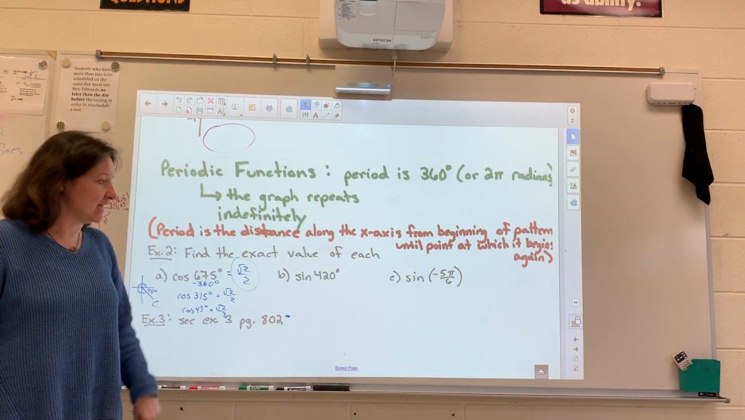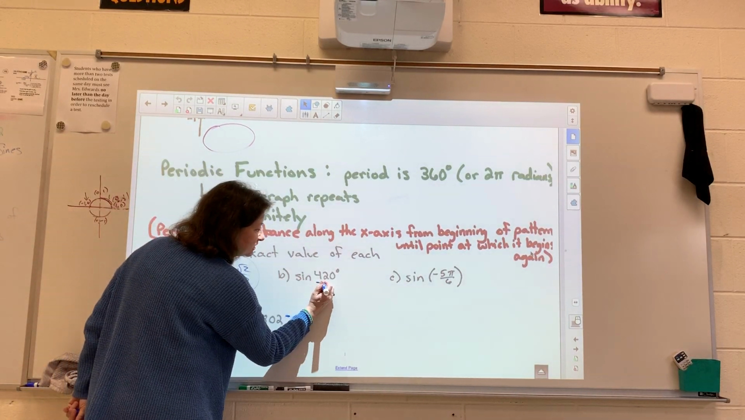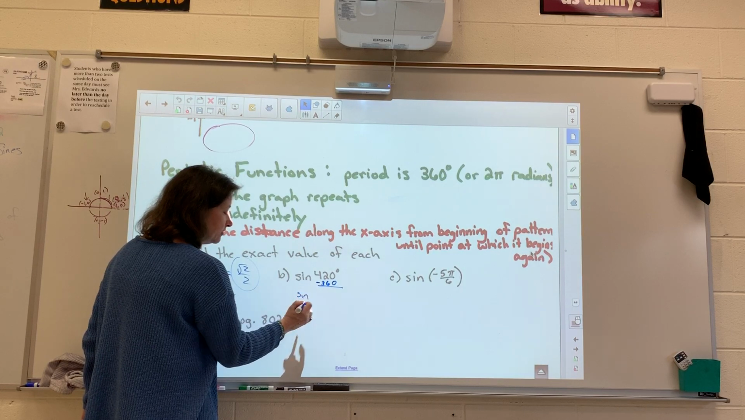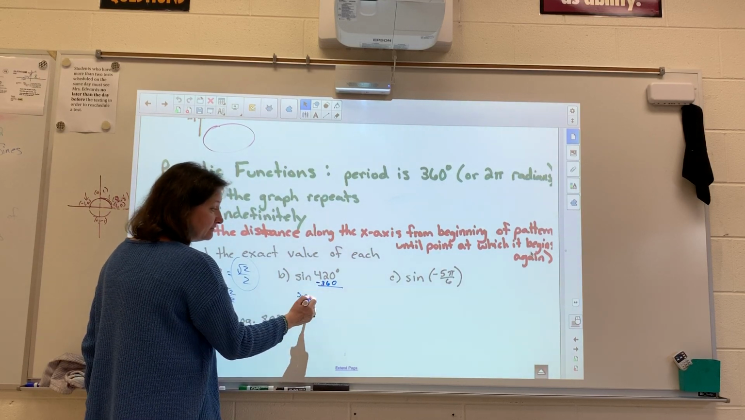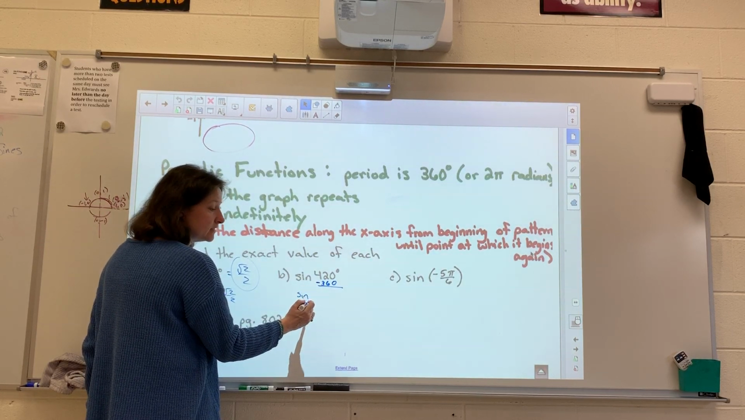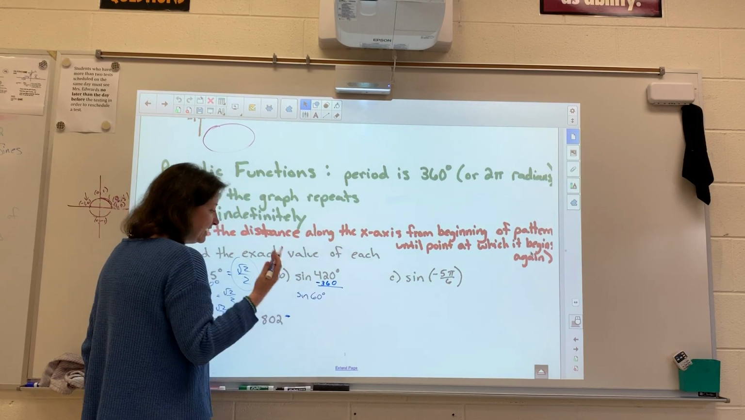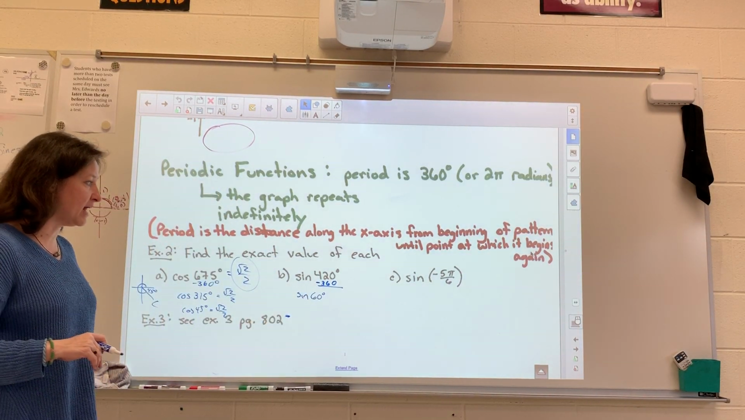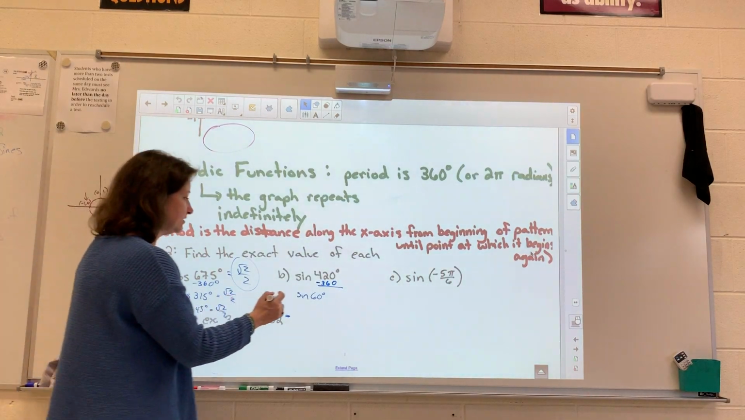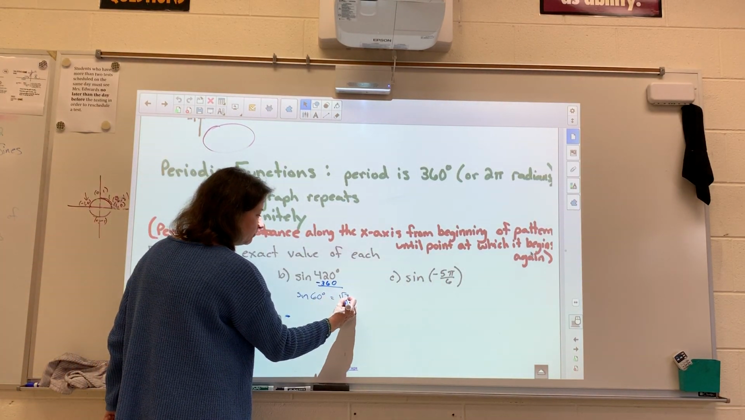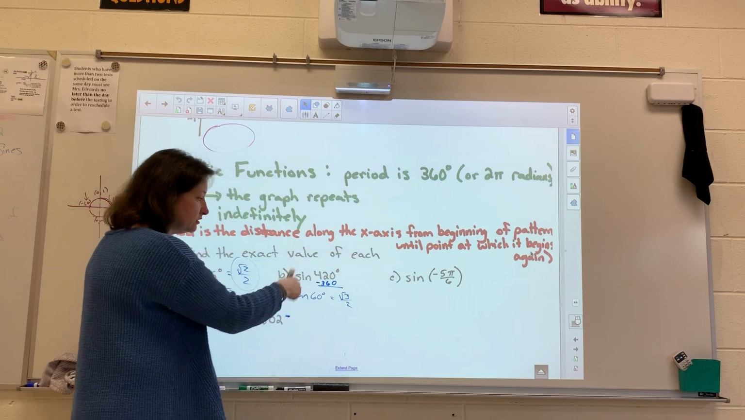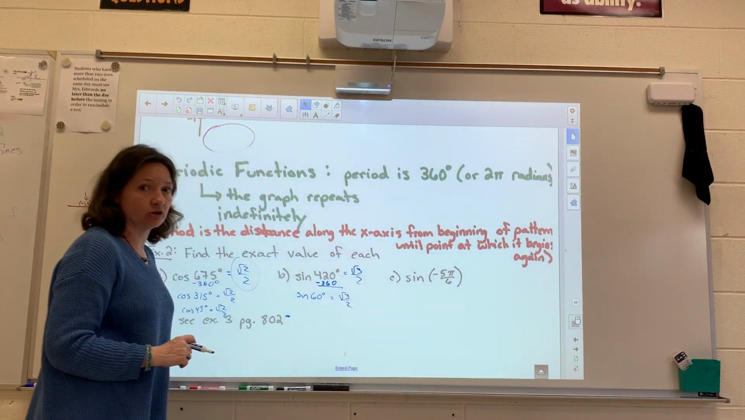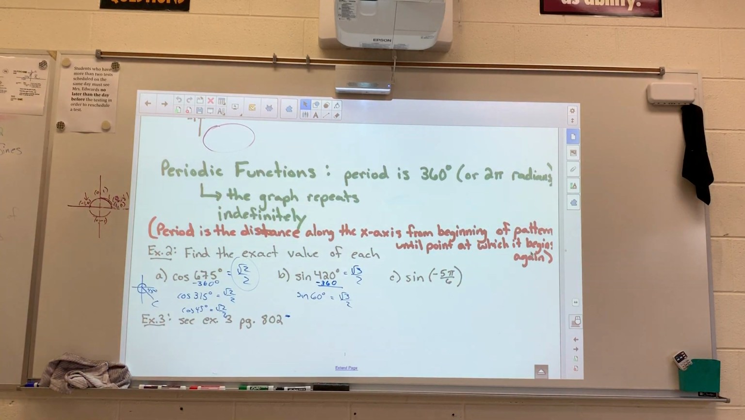420. Not sure where it's located, so let's reduce it by 360. What's 420 minus 360? Well, that gives me 60 degrees. I can get that one easily. What's sine of 60 degrees? I hope you've memorized these. That's right. Sine of 60 is root 3 over 2. These are coterminal, so 420 will be the exact same answer, because I just keep repeating the same answers.